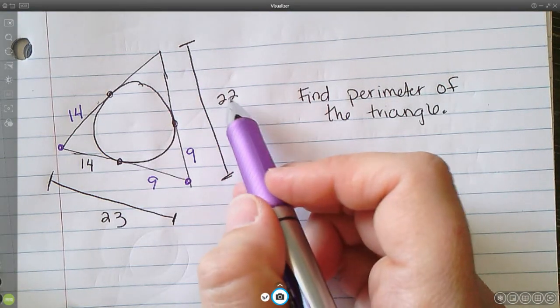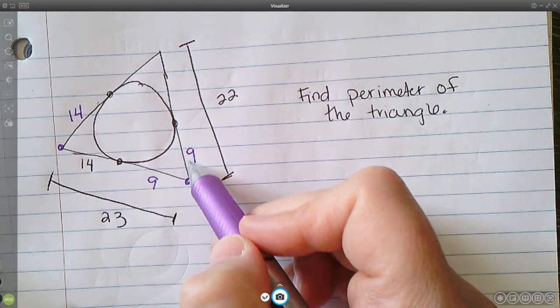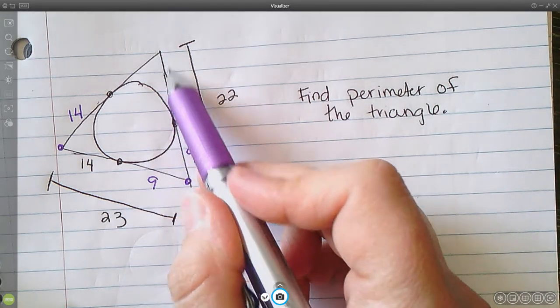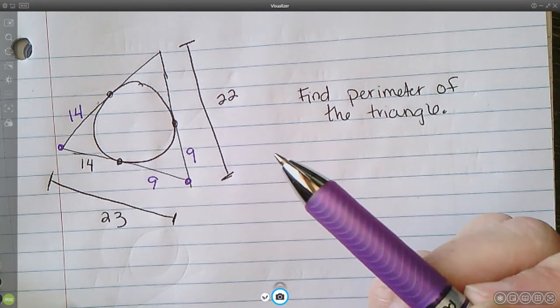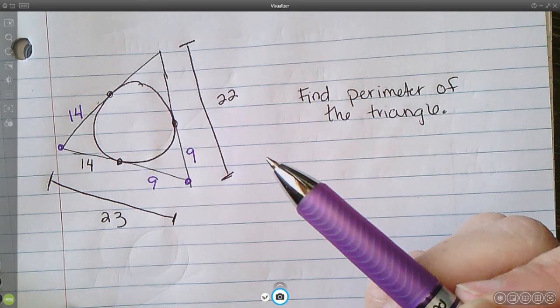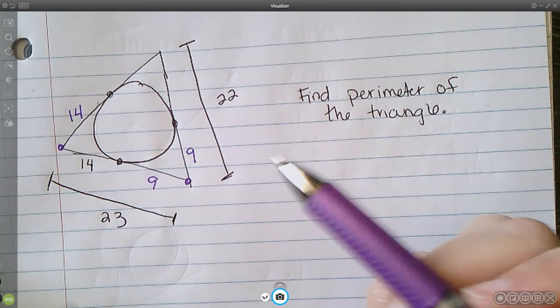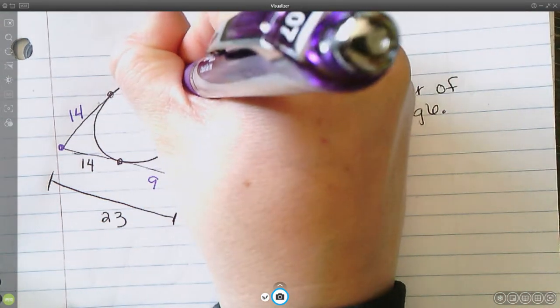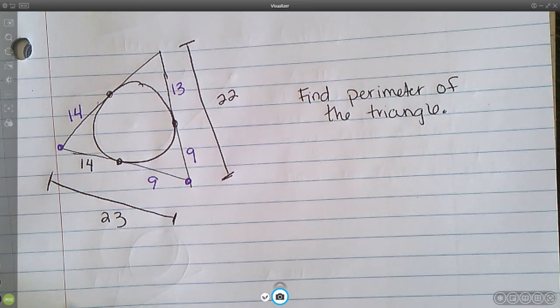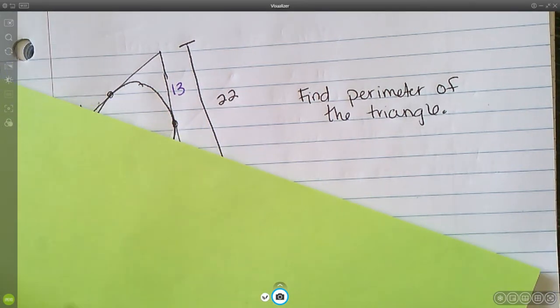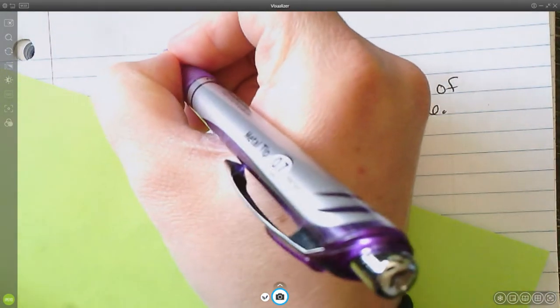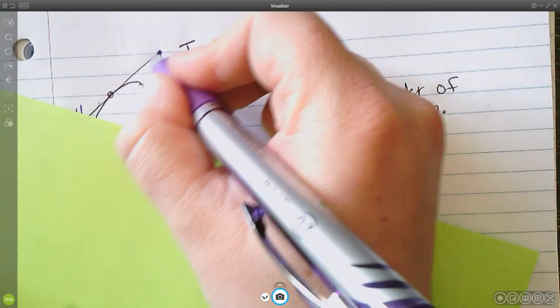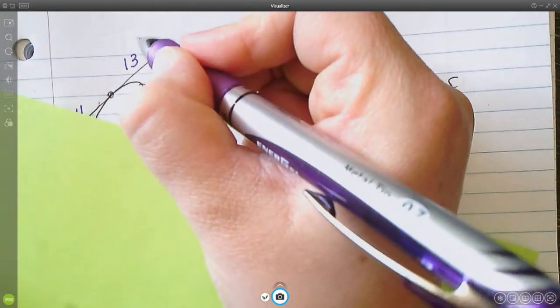Then I have this is 22 and this little part's 9. To figure out this part, we subtract those, and that gives us 13. Then we cover up this. So here's the point outside the circle. If this is 13, this has to be 13.